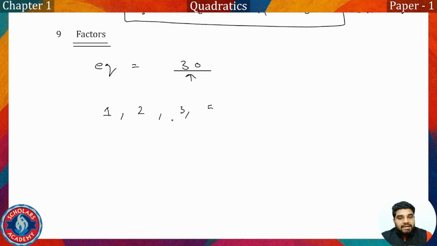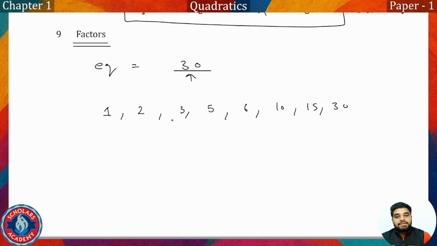We have 5 divides 30, 6 divides 30, 10 divides 30, right? And 15 divides 30 and 30 divides 30. Okay, so all these numbers are factors of 30. Similarly, if we talk about any polynomial equation, we need to find the factors.